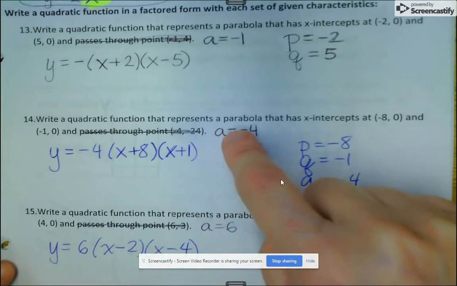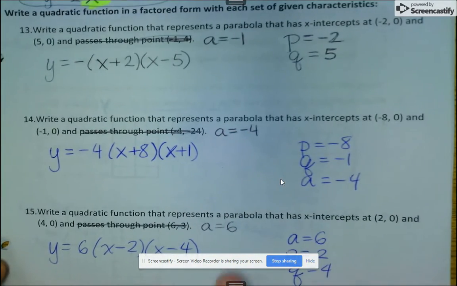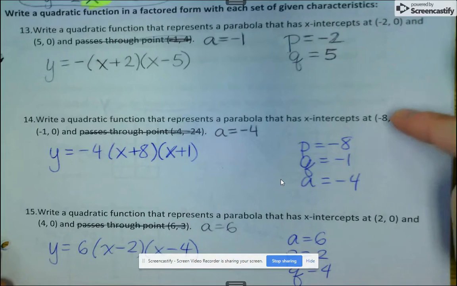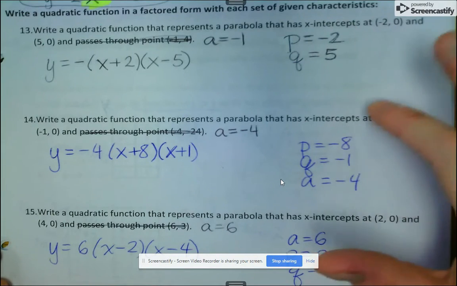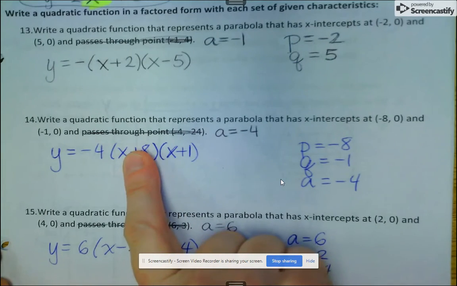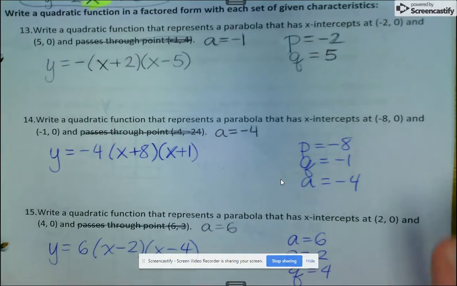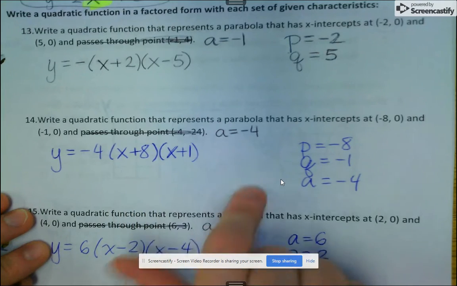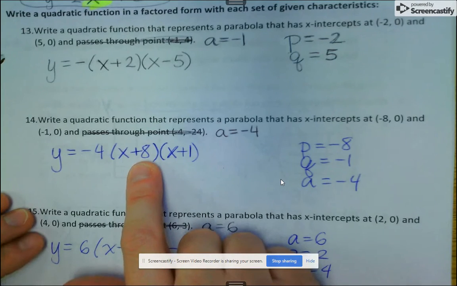You were changing your A to -4 and 6, and so your equations should look like that. Your P and Q, which are your two intercepts, remember, when your intercepts are negative, when you put them into the format, it changes the sign because you have x minus p and x minus q. So x minus a negative 8 will end up being x plus 8.